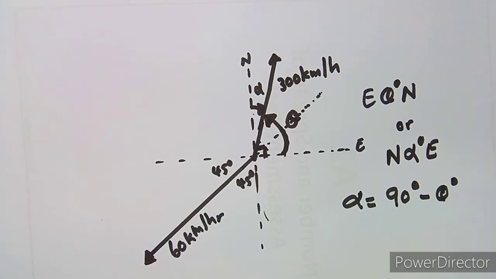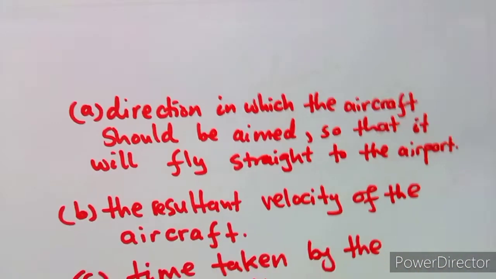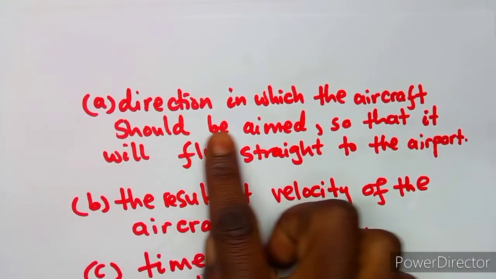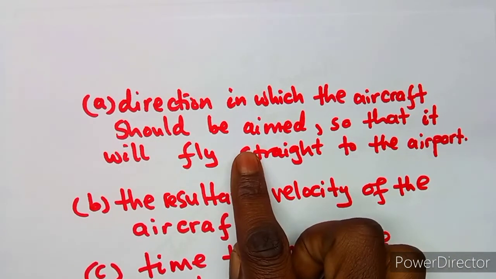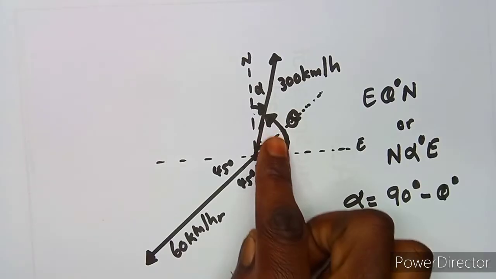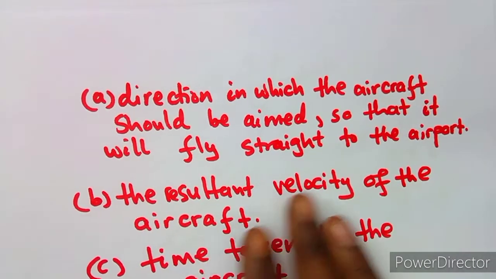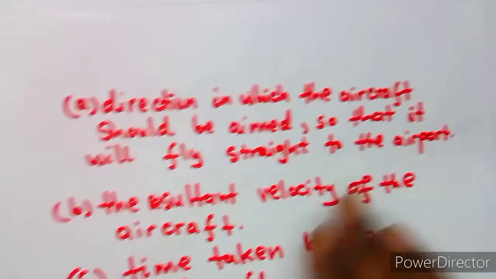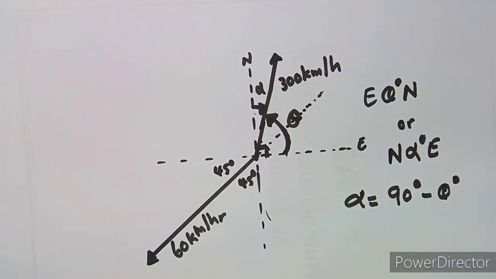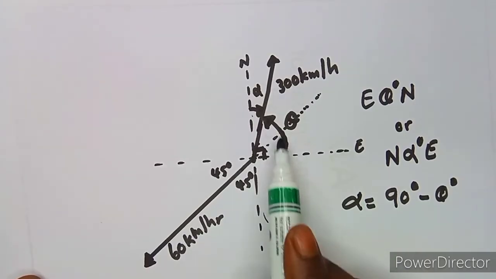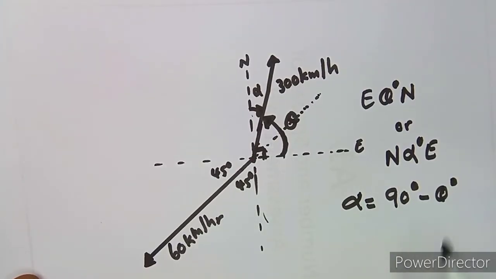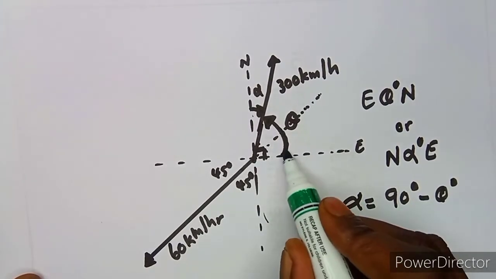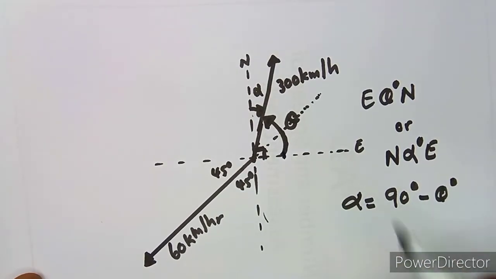Now let's answer the question. We are calculating the direction in which the aircraft should be aimed, so that it can fly straight to the airport, because it was disturbed by the wind. So what is going to be the direction now? This one. So we are going to calculate this angle theta. How can we calculate angle theta?